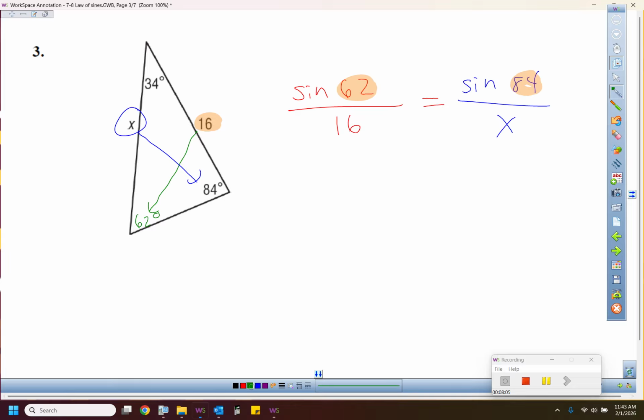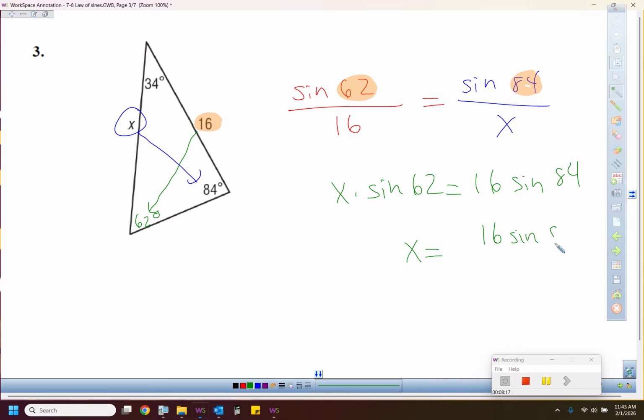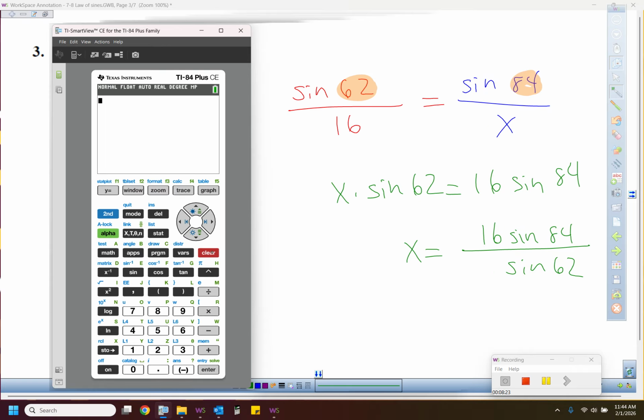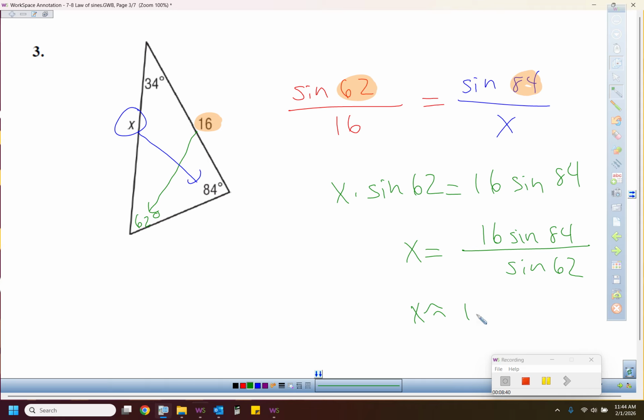Now let's cross multiply. So x sine of 62 should equal 16 sine of 84. And then x will equal 16 sine of 84 all over the sine of 62. And we just simply punch that in, nice and neat. Numerator first, 16 sine of 84 equals, divided by the sine of 62 equals. About 18.0. Yes, we will put the 0.0 because they want us to round to the nearest tenth. That's pretty much the law of sines in a nutshell.